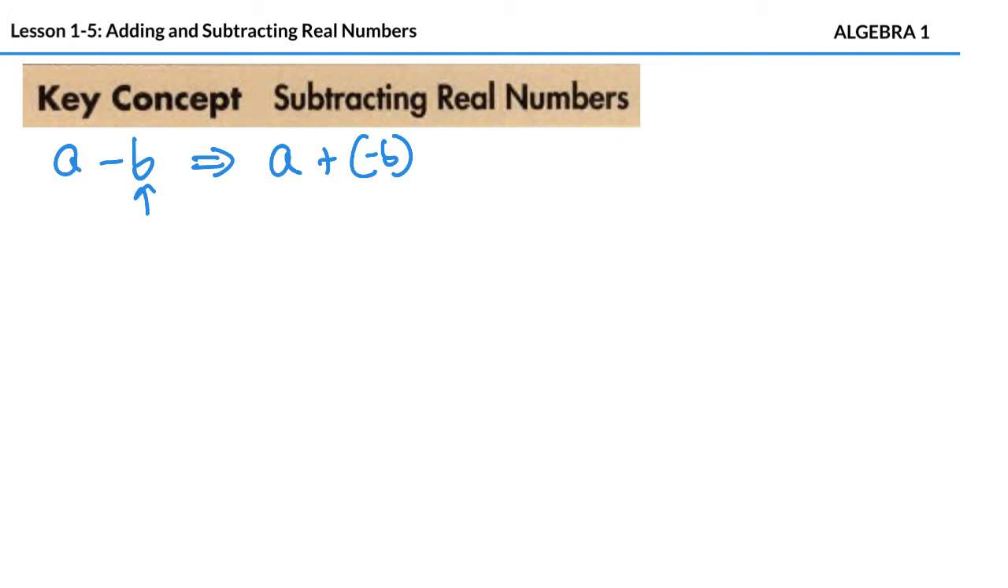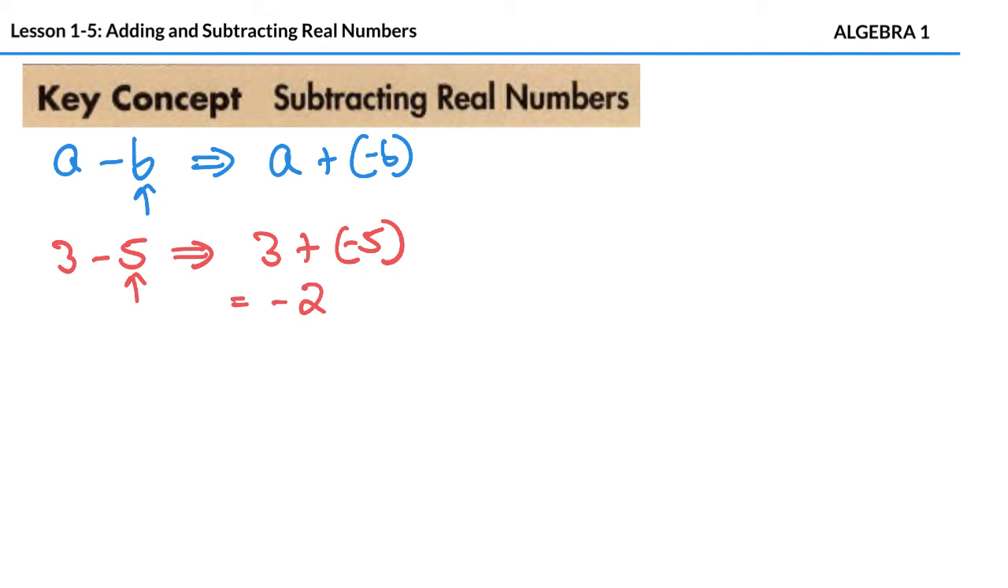For example, 3 minus 5. Can I write the same thing as 3 plus the opposite of 5, which is minus 5? And we know how to add two real numbers with opposite signs. And that is, what do we do? If two numbers have opposite signs and they are added, we subtract them and we put the greater number's sign. So, 5 minus 3 is 2 and the sign of 5 is minus, so it's negative 2.